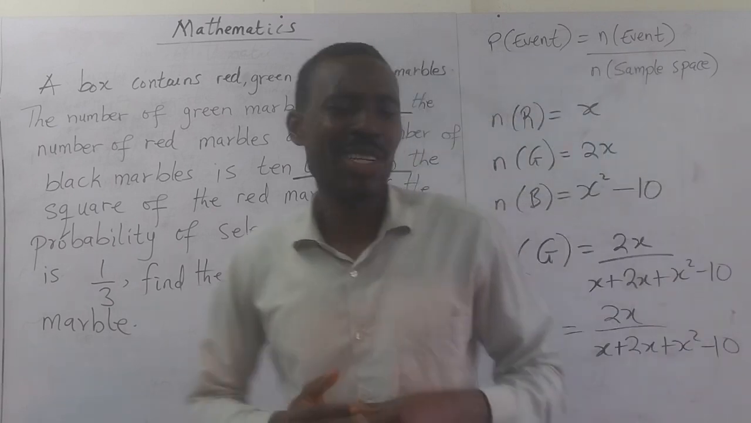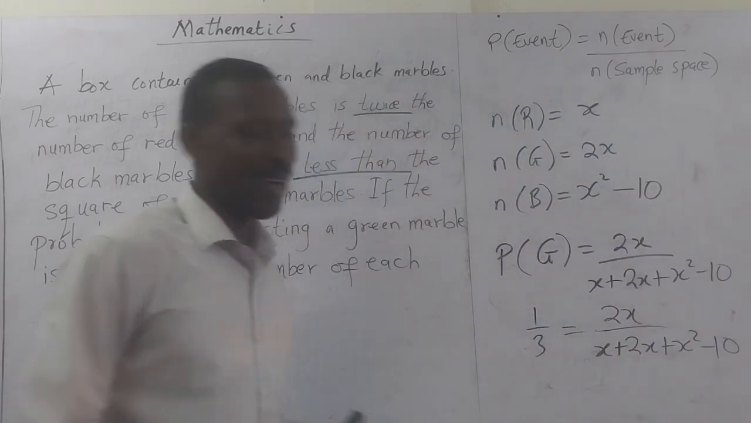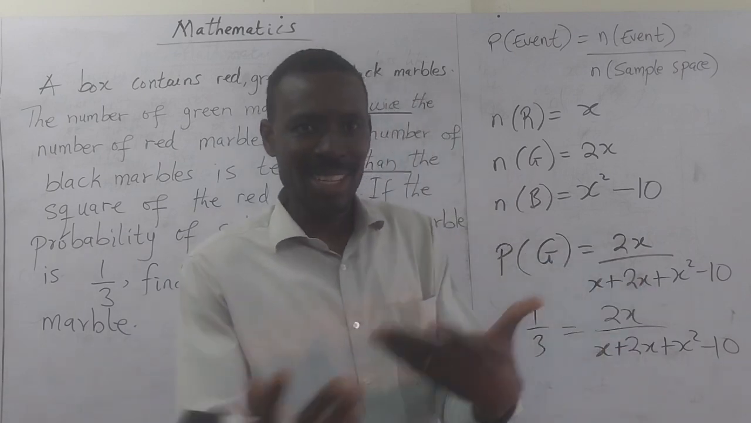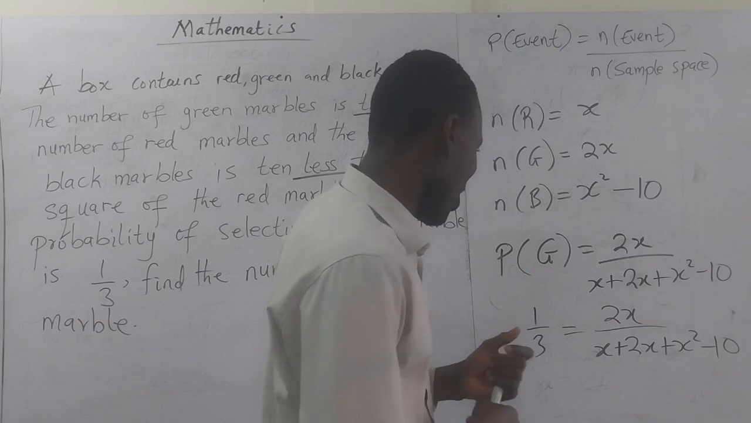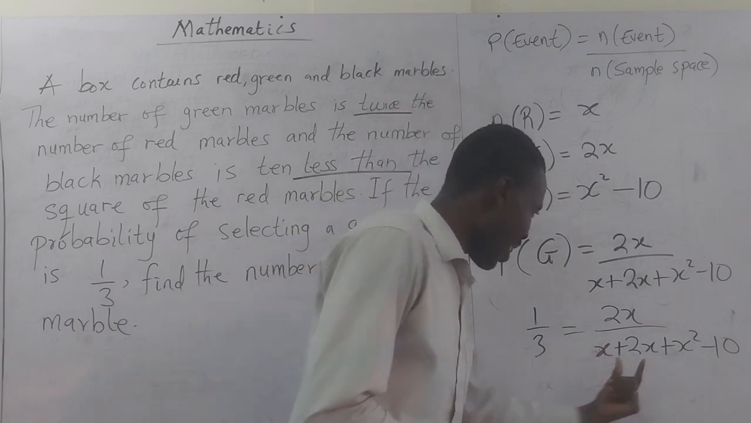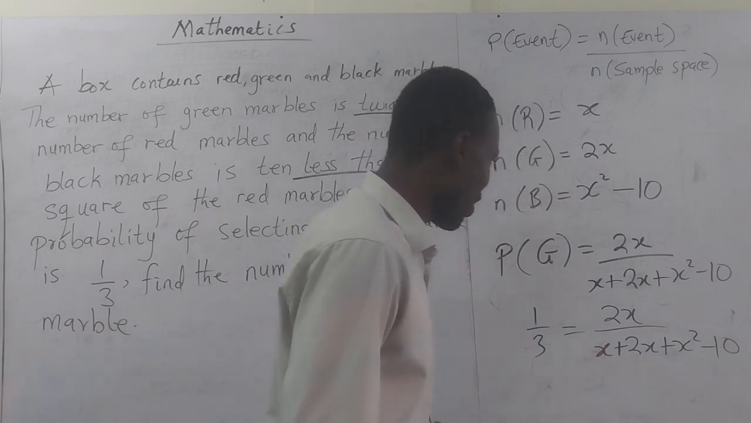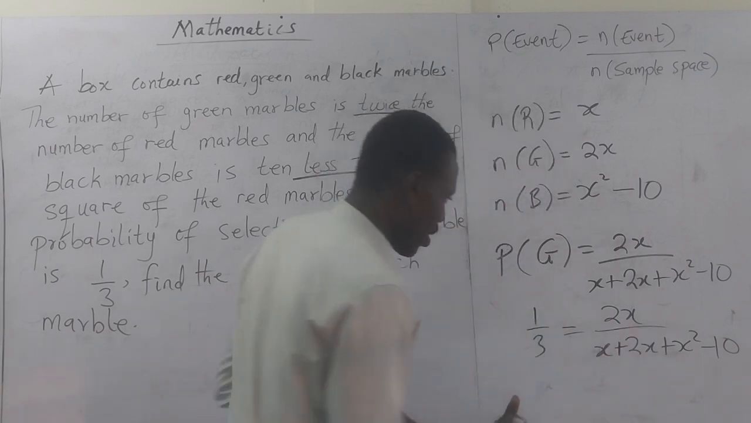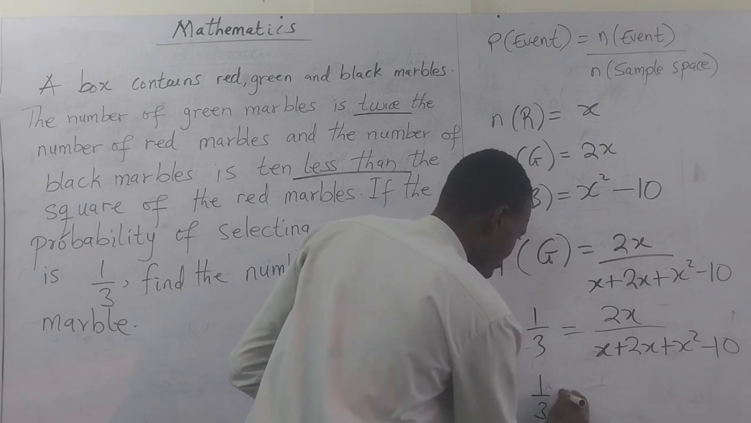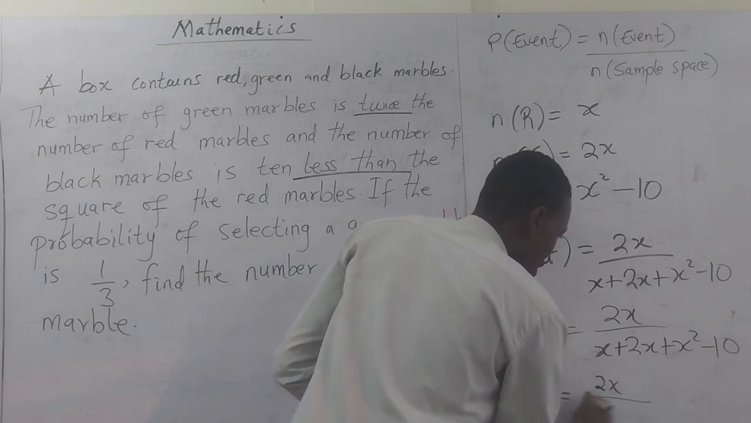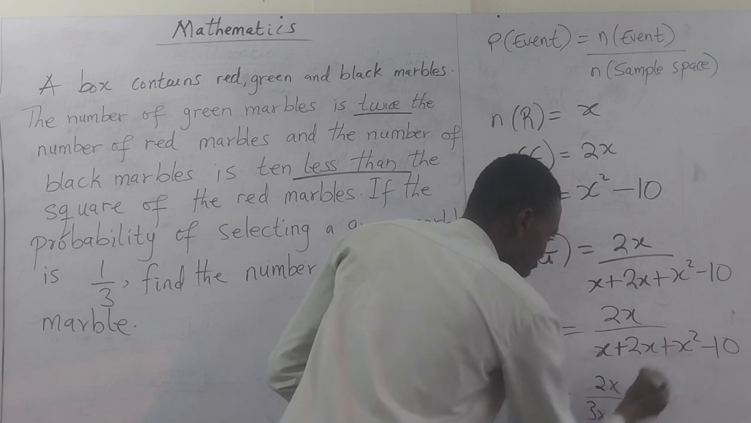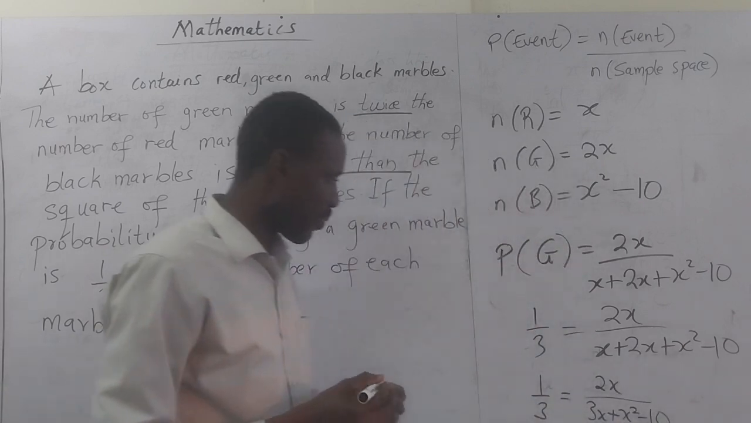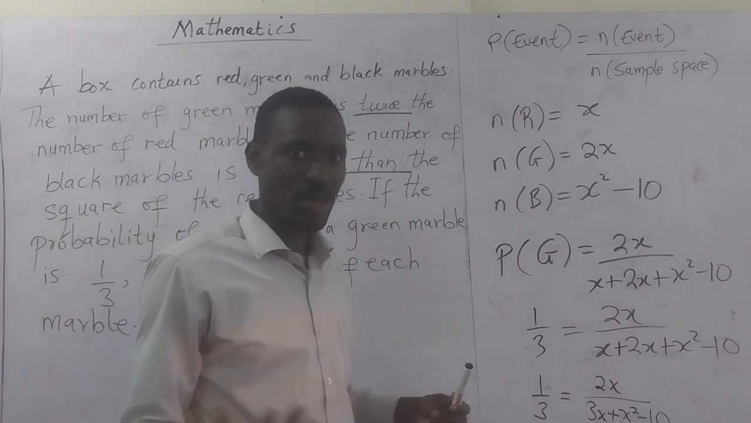Great. Once you are able to get to this level, wow, we are done. We are just going to use the concept of simplification as we know, algebra. Alright, so let's do the algebra here. You can see these are like terms, so we can add them: x plus 2x will give us 3x. So 1 over 3 equals 2x all over 3x plus x squared minus 10. At this point, what we can do is to cross multiply.